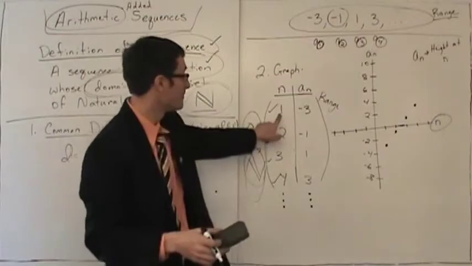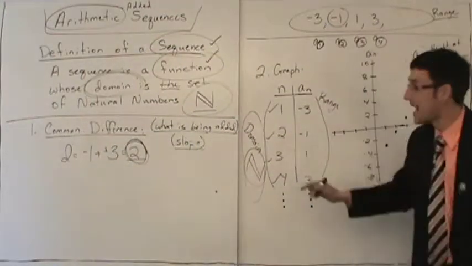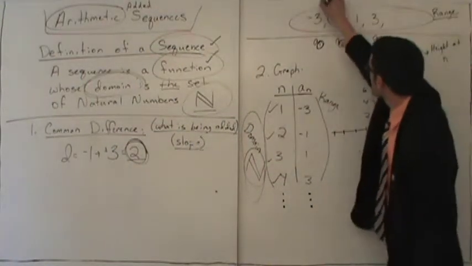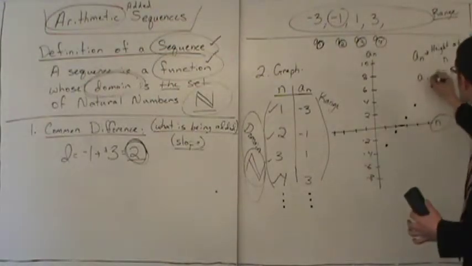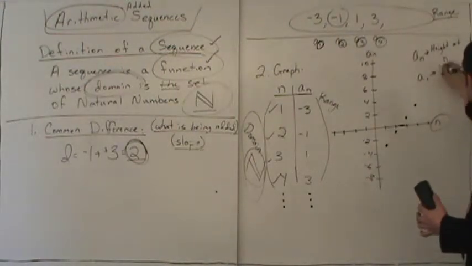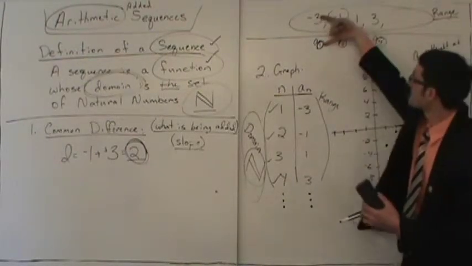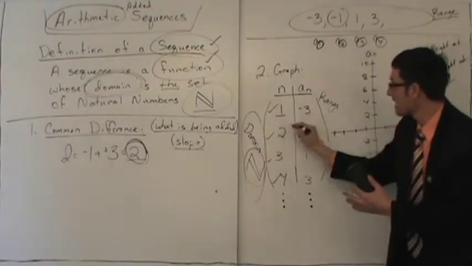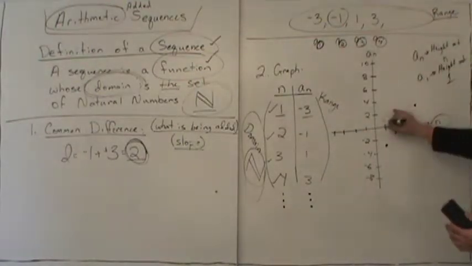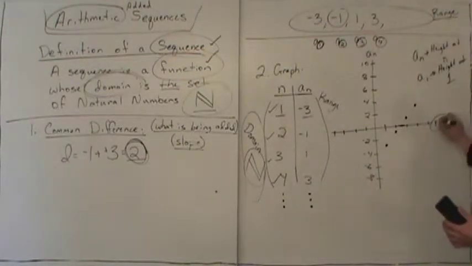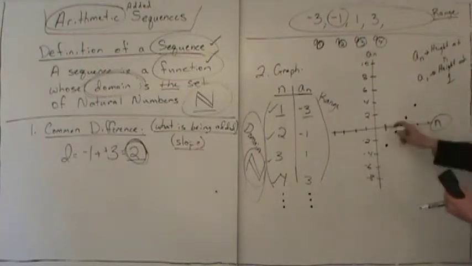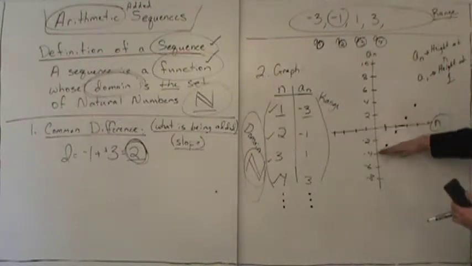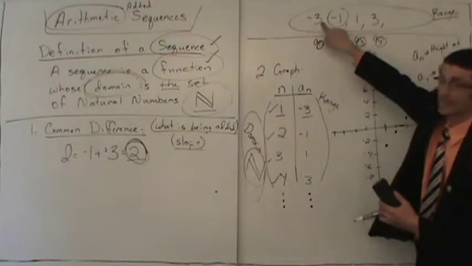We just have a height at 1. Again, we read a sub 1 as height at 1. What is the height at 1? Height at 1 is negative 3. Looking at 1 on the n-axis, what is our height? At 1, we have a height of negative 3.